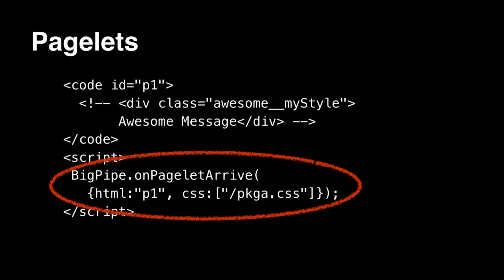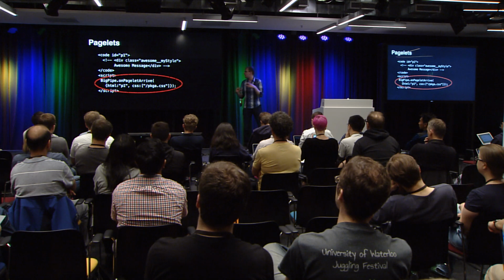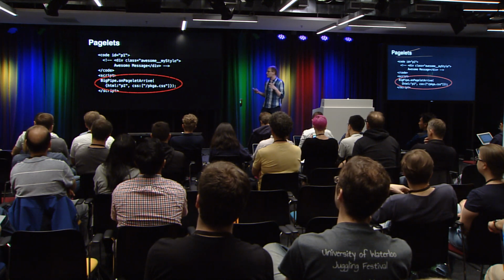And so what that is doing is saying, OK, BigPipe, I've got this Pagelet. Here's the markup for it. It's in the element P1. And I need this class called package.a.css. And so what BigPipe is going to do is say, OK, I've got this Pagelet. I need to download package.a.css, and once that's downloaded, I'm going to take that HTML out of the HTML comment and make it a real DOM node.